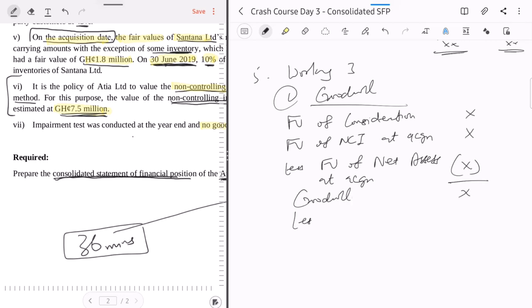Then in some questions, they'll give you less your impairment of goodwill. And this will give you your goodwill figure to be recorded in the balance sheet. Right, so this is a template for goodwill.